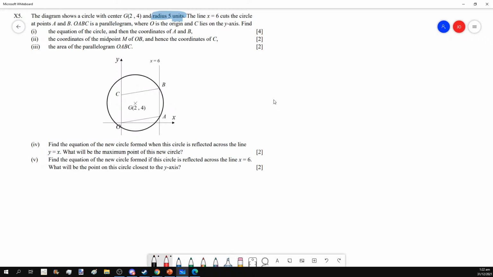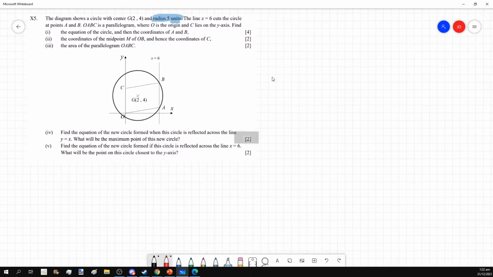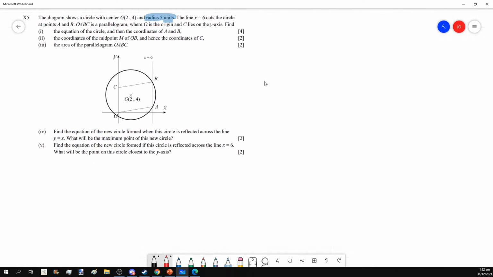Now the first part of the problem asks, can we find the equation of the circle and then the coordinates of A and B? So in order for us to do this, I need you to recognize that if this line is x equals 6 and this point here has the x coordinate of 2, then the distance between them is simply 4. That will be helpful in the future, but for now we don't need to worry about that so much because they haven't really asked anything about the line yet.